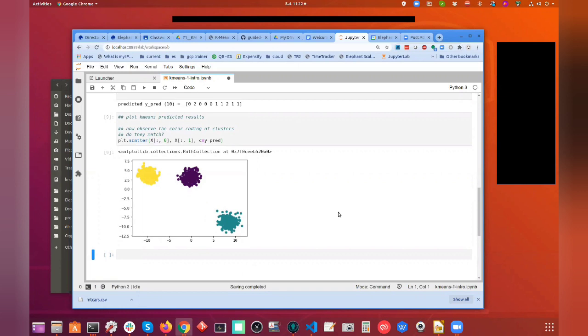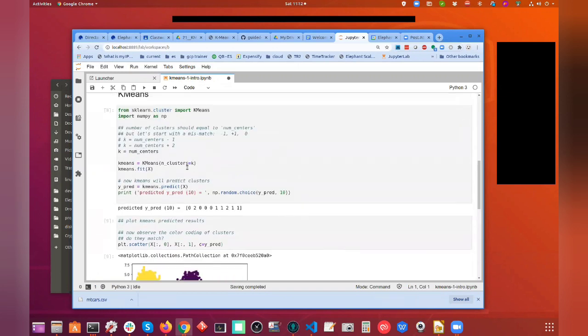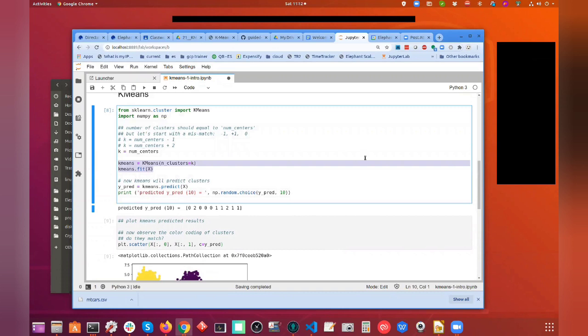Does it give you an idea? Again, because the actual K-means is very straightforward, right? That's it. Just 2 lines of code, as you guys come to know by now.